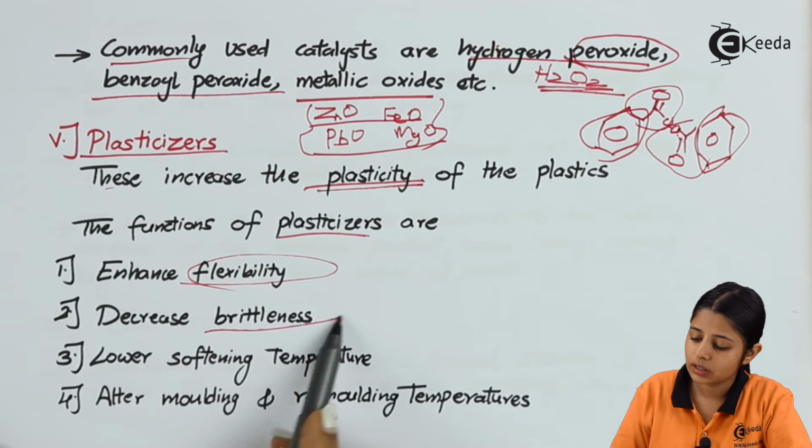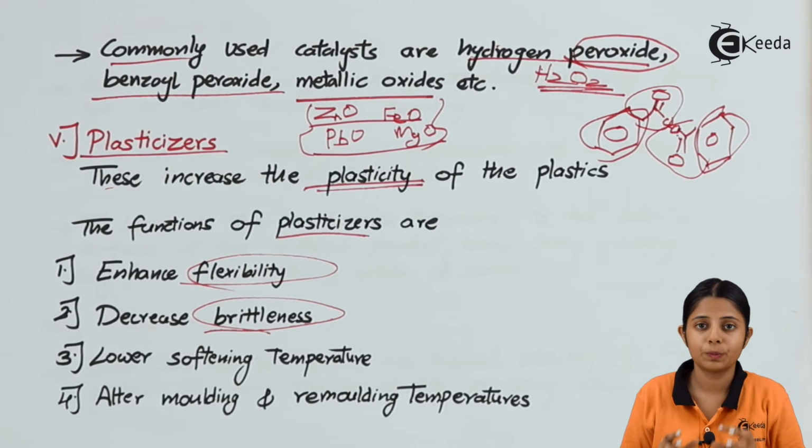The second is to decrease the brittleness. Plastic should not be brittle. Now, the property of brittleness means breaking of the plastic when it falls down. For example, glass. Whenever we drop a glass from the top, when it reaches the bottom, it will break off. That is known as brittleness. We need to decrease this brittleness for the plastics.